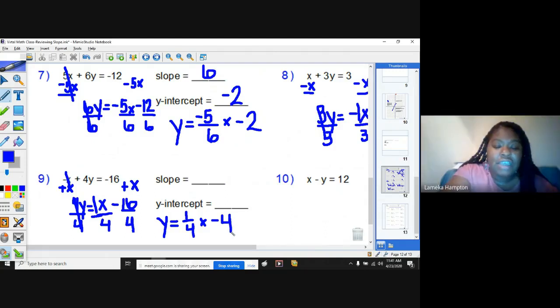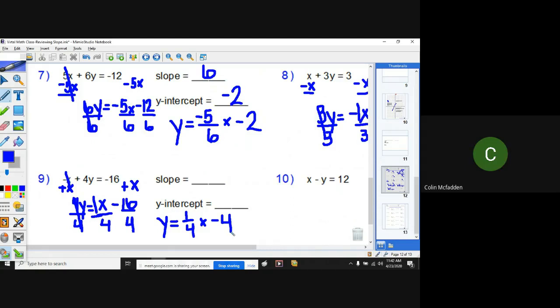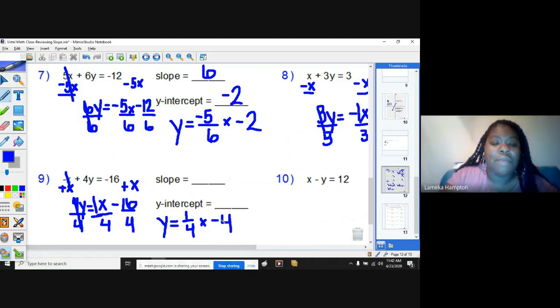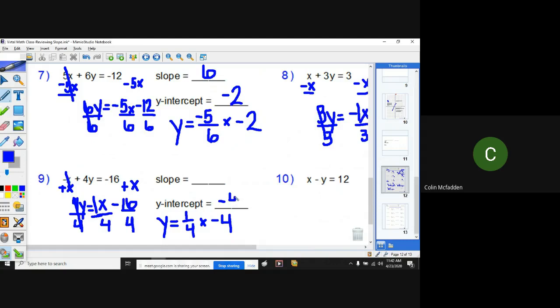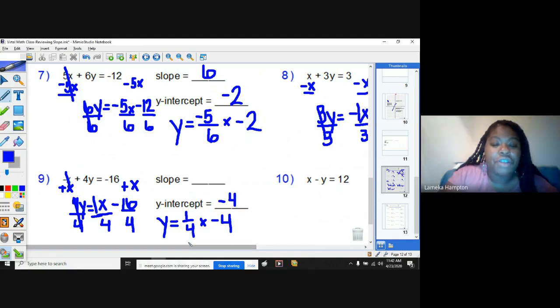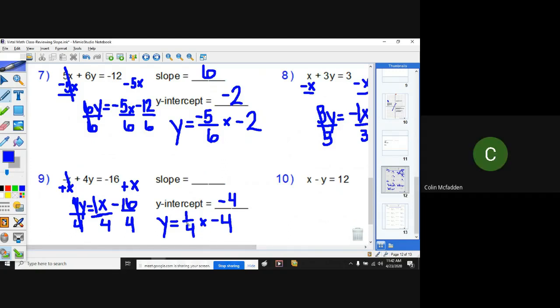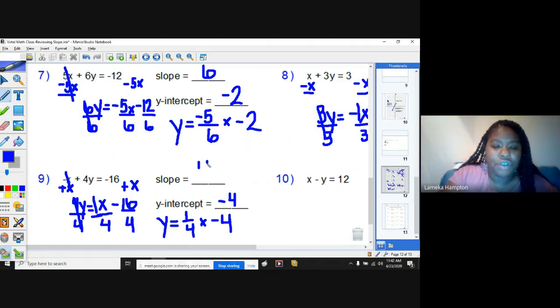Now, Mr. McFadden, what is my slope for number 9? No, not the y-intercept, my slope. Remember, the slope is the fraction or the number that is next to the letter x. Yep, the 1/4. All right, no worries, y'all are still doing good. And my y-intercept is -4.